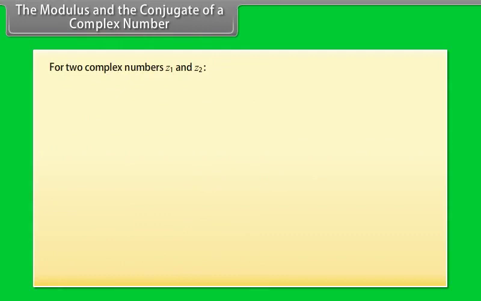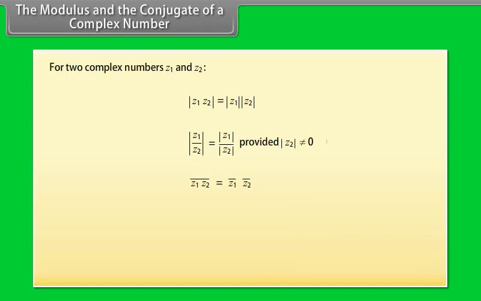For two complex numbers z1 and z2, modulus of the product of z1 and z2 is equal to modulus of z1 into modulus of z2. Modulus of z1 by z2 is equal to modulus of z1 by modulus of z2, provided modulus of z2 is not equal to 0. Complex conjugate of the product of z1 and z2 is equal to complex conjugate of z1 into complex conjugate of z2. Complex conjugate of z1 plus or minus z2 is equal to complex conjugate of z1 plus or minus complex conjugate of z2. Complex conjugate of z1 by z2 is equal to complex conjugate of z1 by complex conjugate of z2, provided z2 is not equal to 0.